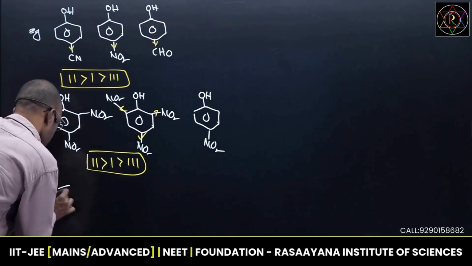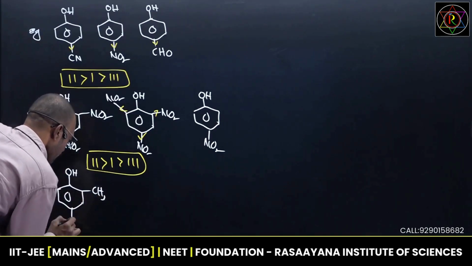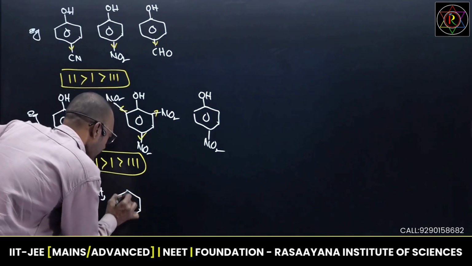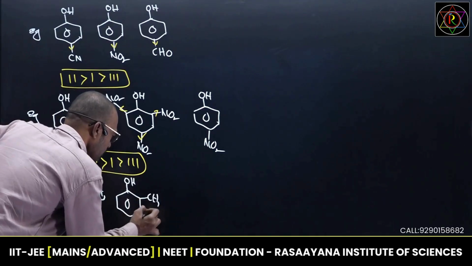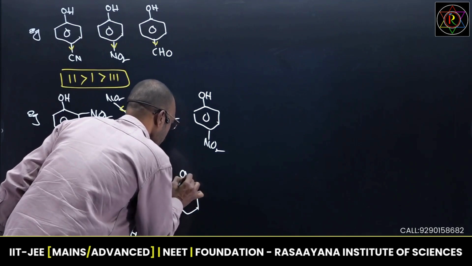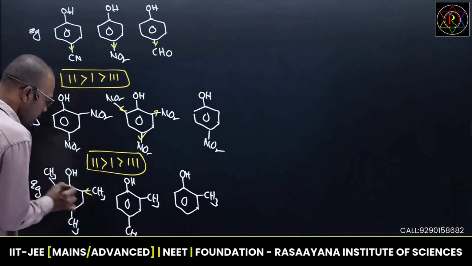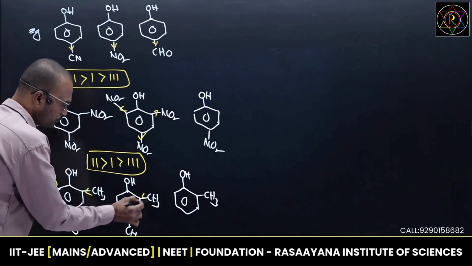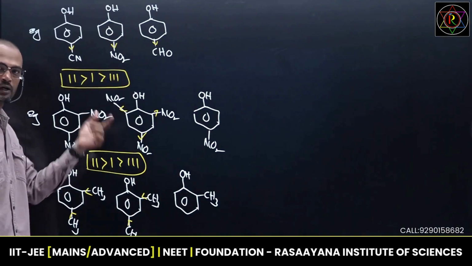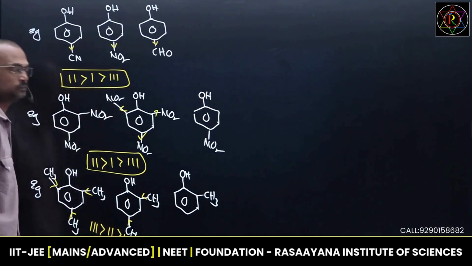Suppose any donating group is present: if donors increase, acidity decreases. This is CH3. Here I have given 3 donors. Then I have given a donor CH3 and here one more CH3. It is also a donor. Now this is CH3, only one donor. So methyl is an inductive group. It can release electrons. Here only one donor, 2 donors, 3 donors. As the number of donors increases, acidity decreases. So I can say the third one is more acidic than the second one, which is more acidic than the first one.